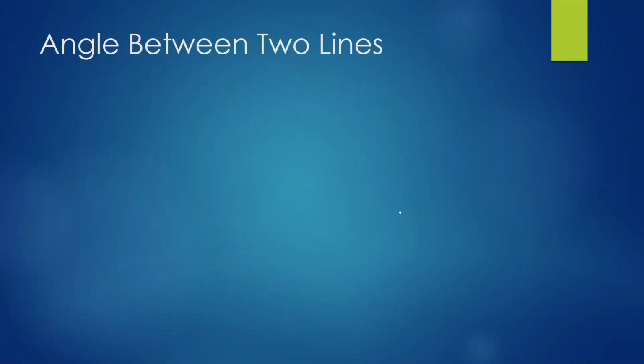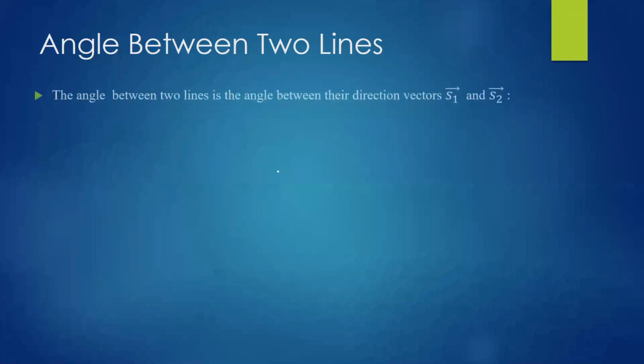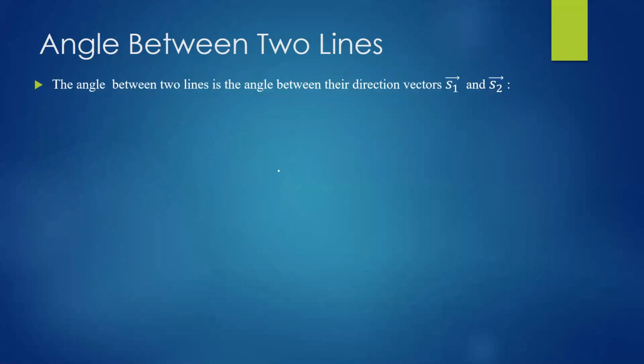Now, what are these equations of lines used for? First of all, we can use them to find the angle between 2 lines. The angle between 2 lines is, of course, the angle between the direction vectors. If we have 2 lines in space, now this is interesting. In the plane, 2 lines were either parallel or intersecting. In 3 dimensions, 2 lines could also be neither parallel nor intersecting.